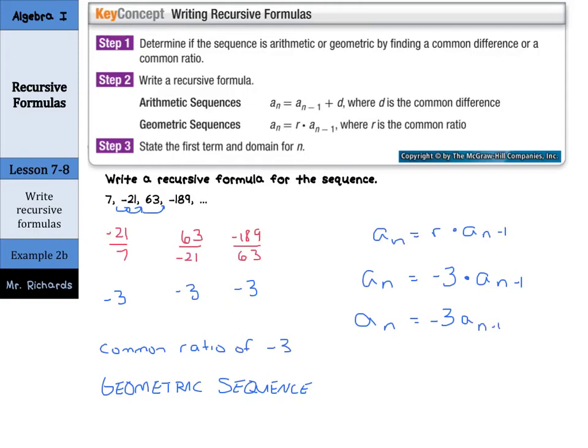And now to state the first term and the domain, our first term was 7. So we're going to write this out as, okay, our first term a(1) was 7, comma, then the formula we just came up with, a(n) equals negative 3a(n minus 1), comma, and our domain, we have to start with the second term. So n can be greater than or equal to 2. And that is that answer.